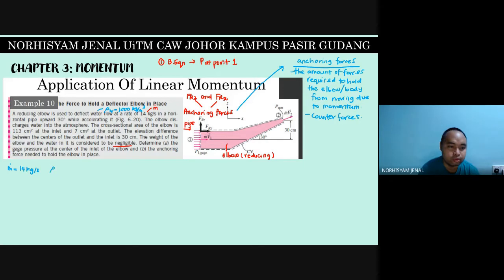So we assume, okay, the elbow discharges water in the atmosphere. The cross-sectional area of the elbow is 113 centimeter square. So A1, okay, this part, A1 is equal to 113 cm square. Make sure you change it into meter square. So 1 meter square is equal to 100 cube centimeter. Oh, sorry. 1 meter square is equal to 100 square.